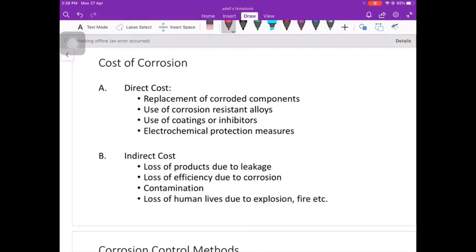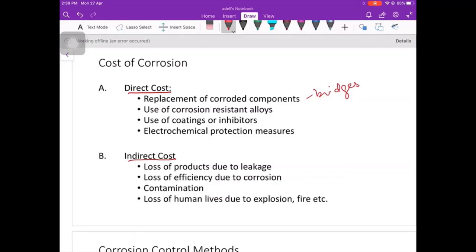So corrosion also has an economic impact. The cost of corrosion can come in two ways: one is direct cost, another is indirect cost. Direct costs include replacement of corroded components, such as metal bridges and plants. You have to spend money to replace the corroded component with a new object or a new bridge.